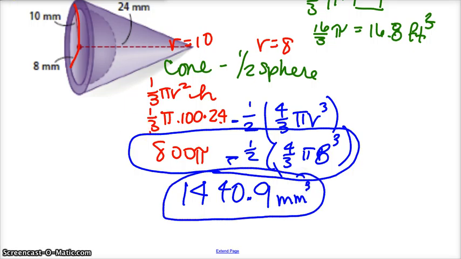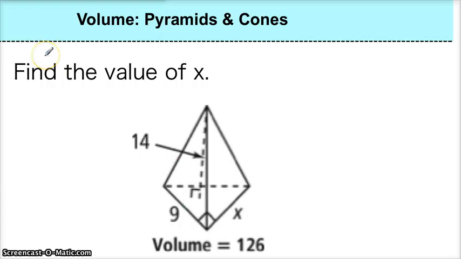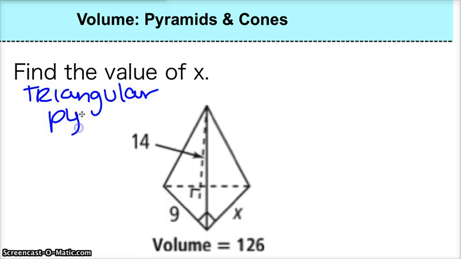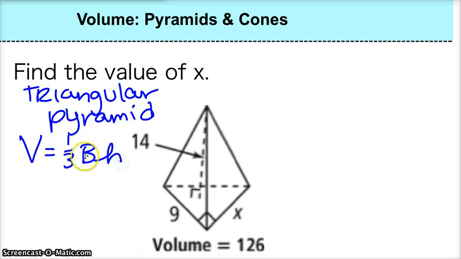All right, looks like we have one more. Find the value of x. So this is a triangular pyramid, which means when we find capital V, 1/3 capital B times h, that capital B is the area of the triangle.